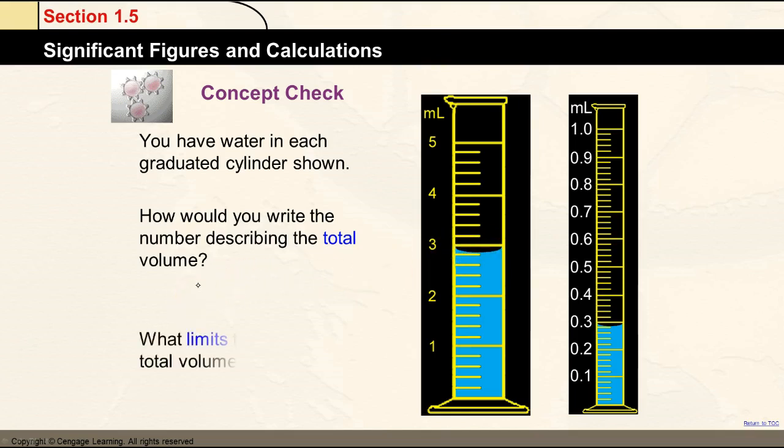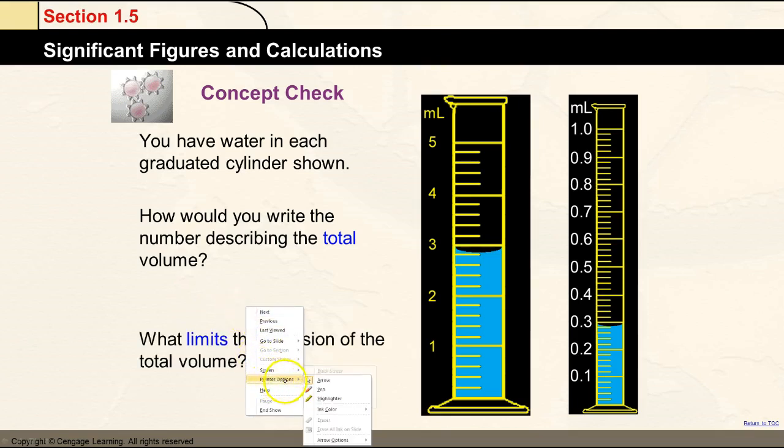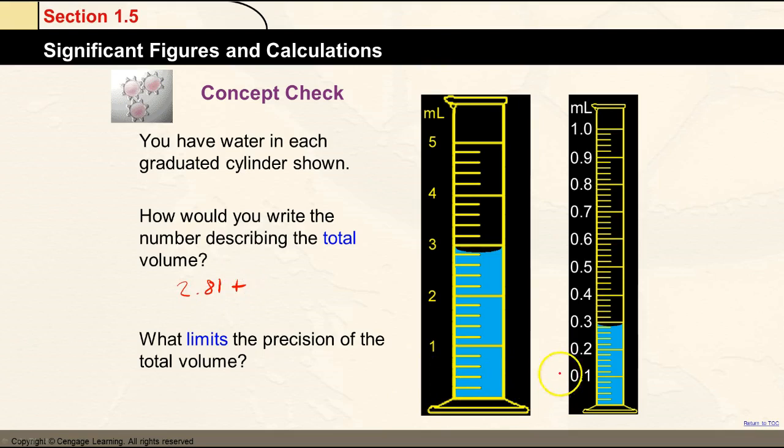So we would have 2.81 plus whatever we would have over here. It's going to be 0.2, 0.22, 0.24, 0.26, 0.281. So I'm going to add 0.281. Remember, we need our estimated digit there at the end, and our 1 would be the estimated digit.